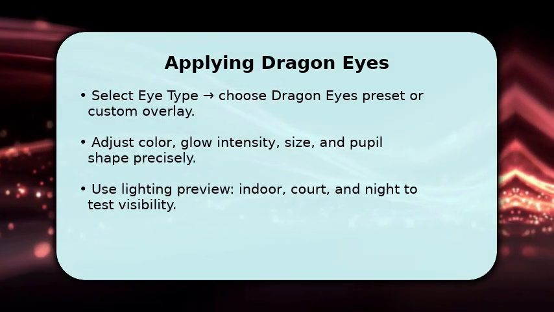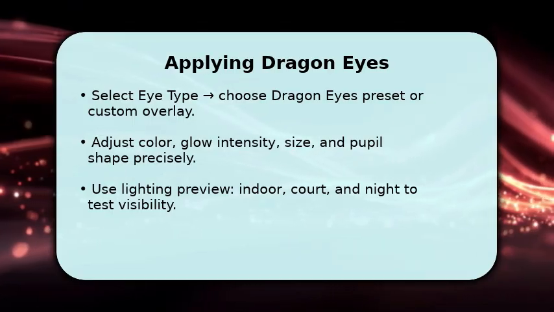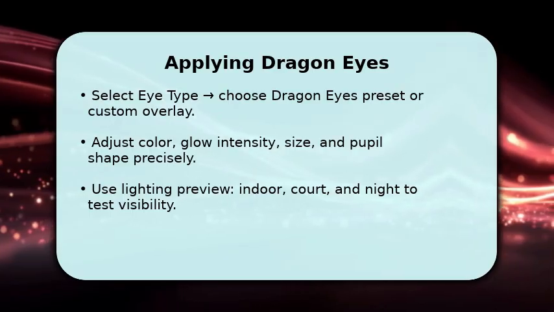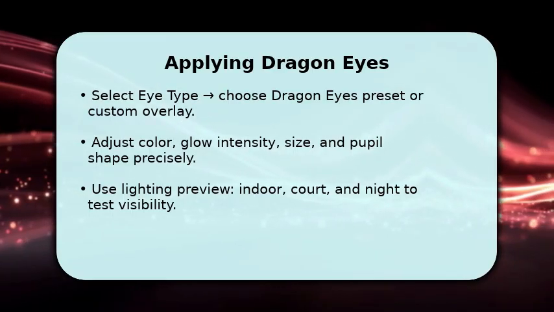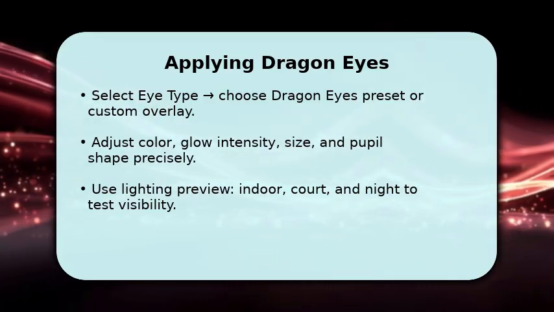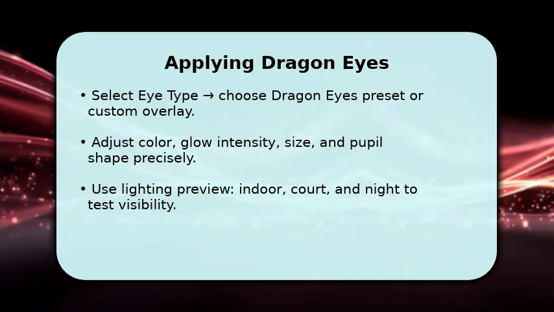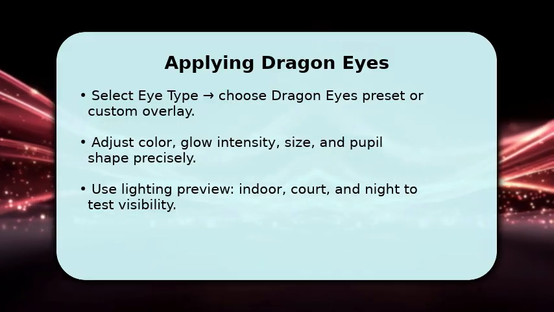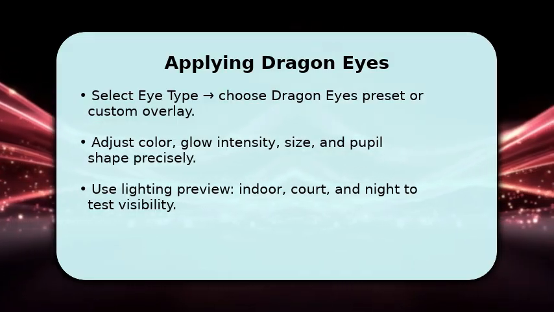Next, adjust color, glow intensity, size, and pupil shape. These influence readability under arena lights. Once you tweak values, cycle through lighting previews, indoor, court, and night, because each reveals different contrast. Make small changes and preview animated emotes. This helps you see how movement and camera angles affect the final look.